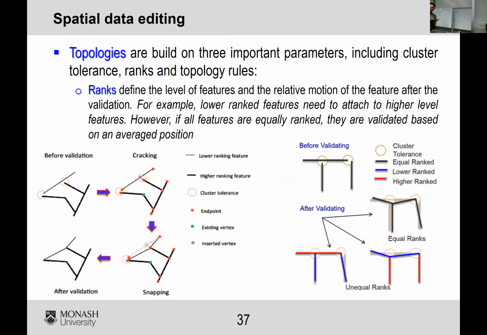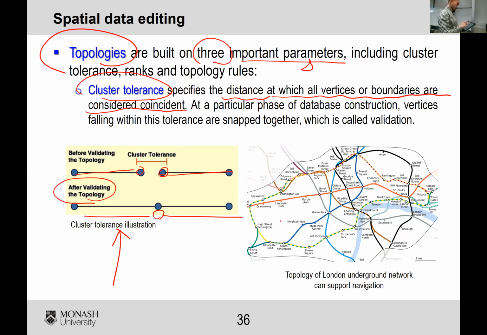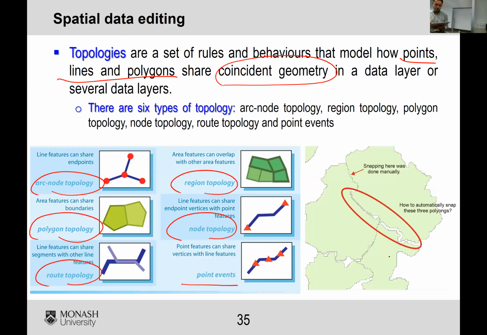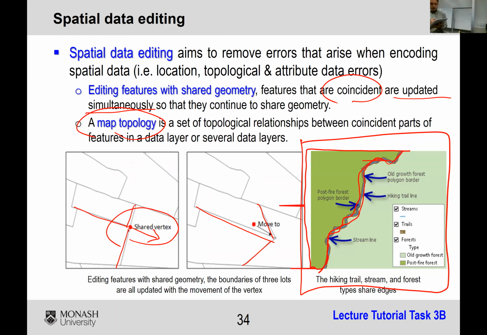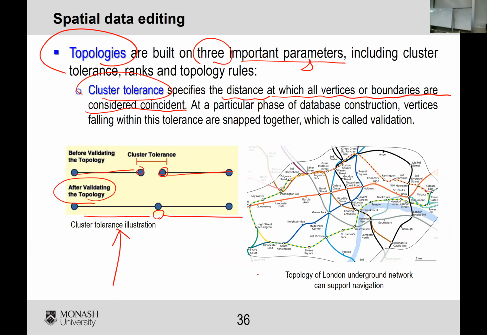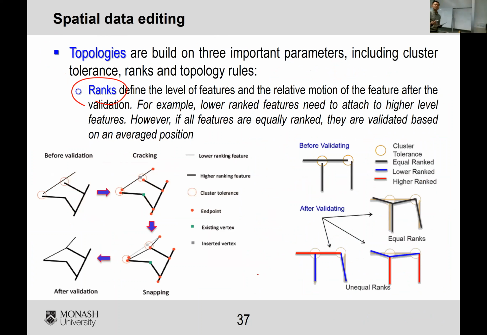And the second parameter in topology is called ranks. So for example, here, when we move this vertex, you see all these 3 edges are moved along, right? So how do we determine which edge should move when we move a shared geometry? This is defined by the ranks. The ranks define the level of features and the relative motion of the feature when we do the validation or when we apply the topology. So you can consider ranks as the level of priority.